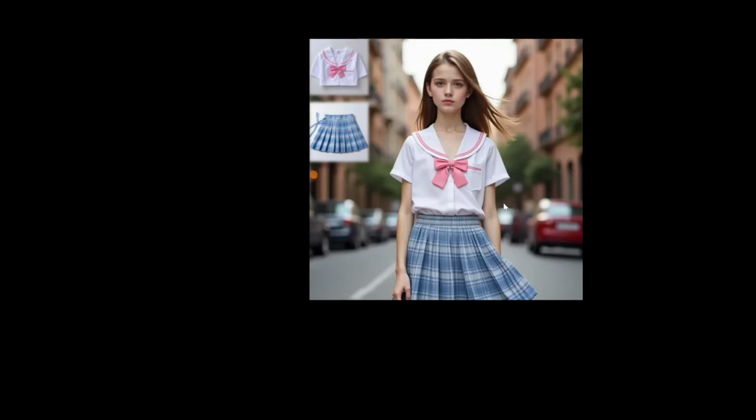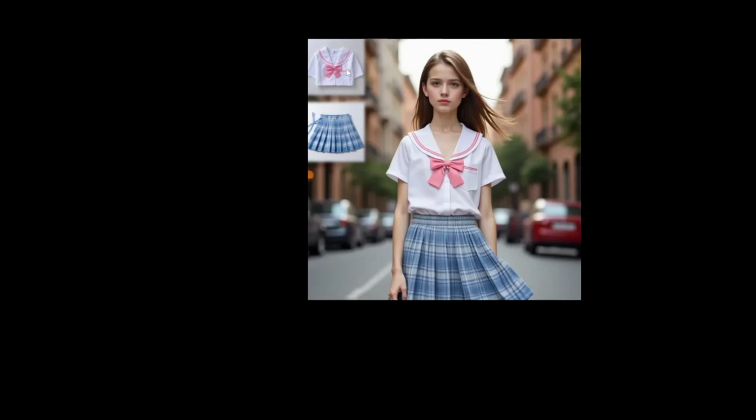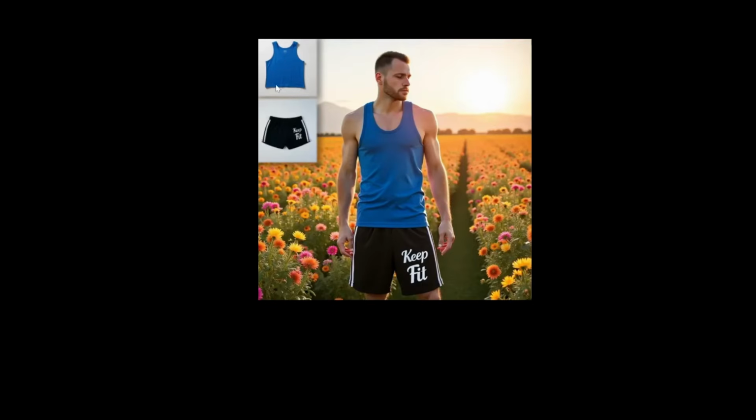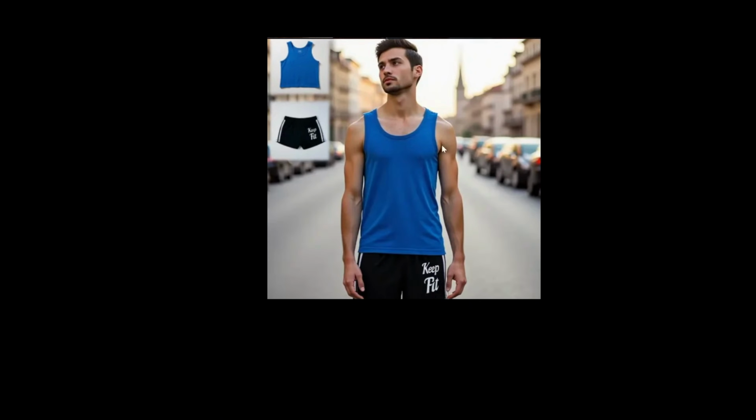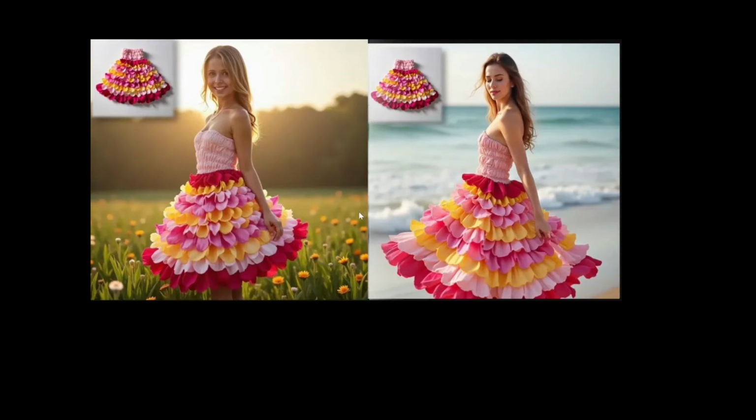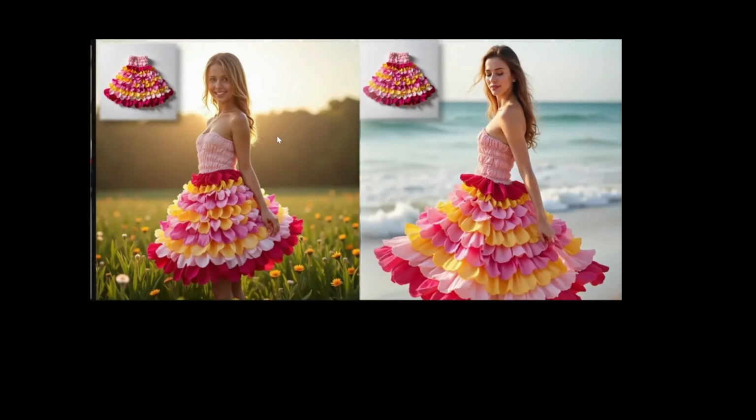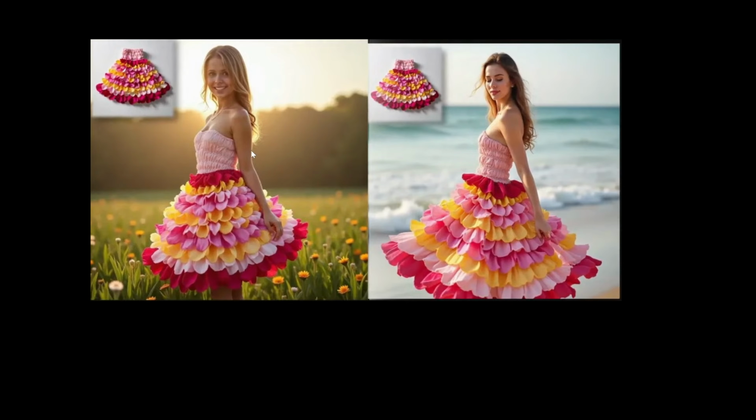This is also perfect for clothing brands. You can get AI-generated people to wear your clothes as models. So here's an example. Let's say you input these two clothing items. Well, you can generate a girl wearing these clothes in a city like this. Or here's another example. Let's say you have this blue top plus these shorts with the words "keep fit." You can get a man to wear these in a field of flowers during sunset like this. Or you can get another man to wear this, but this time he's in a city. Or here's another example where you get two different models to wear this floral dress, but in different settings.